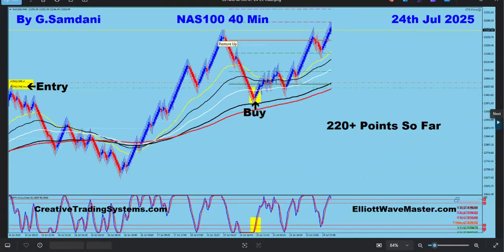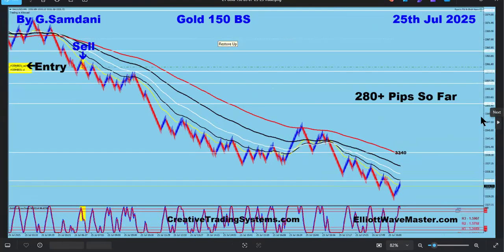And then on the 24th, by the way, Nasdaq going to the upside on the 40-minute chart, 220 points to the upside. Nasdaq just keeps going to the upside. I don't know where the heck it's going, to be honest with you.